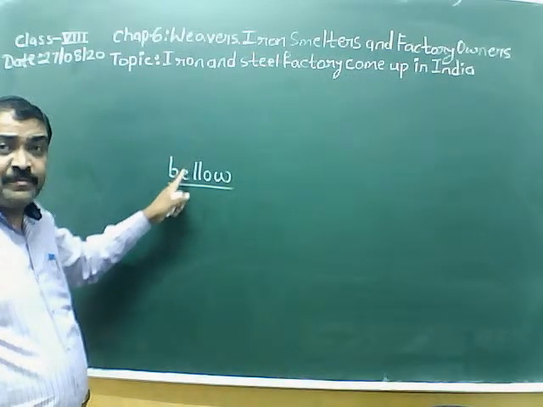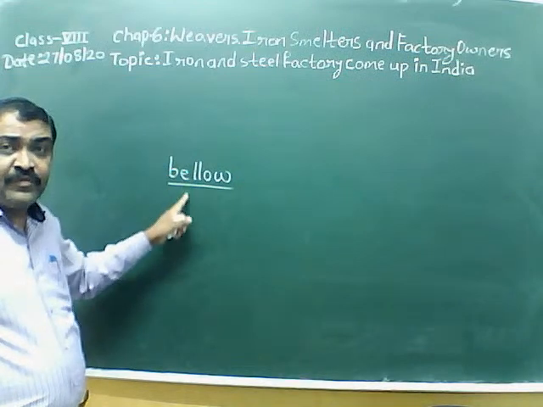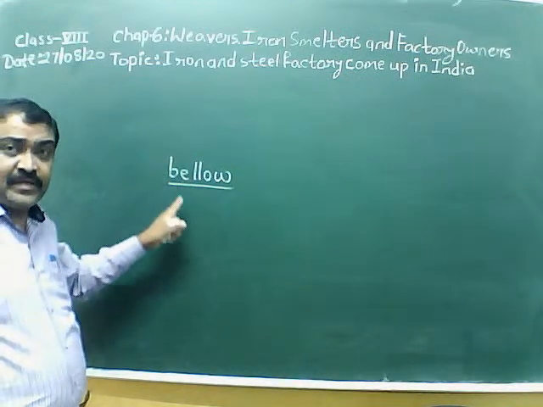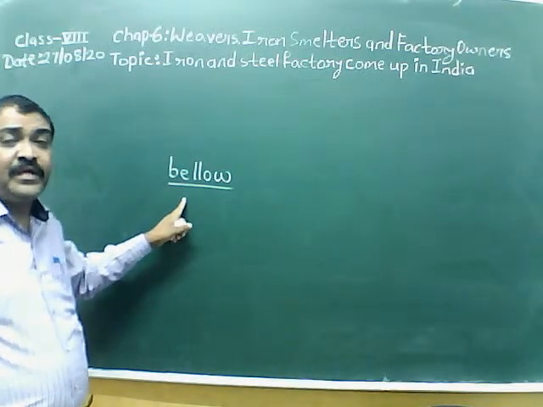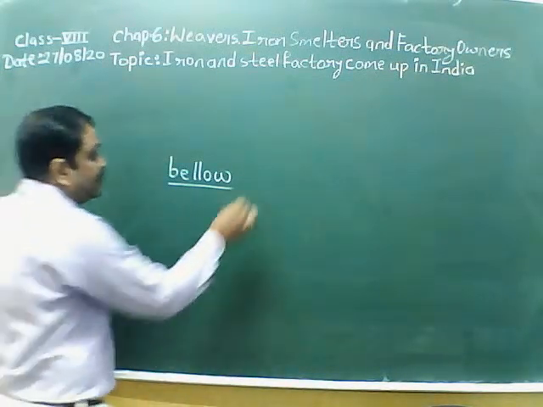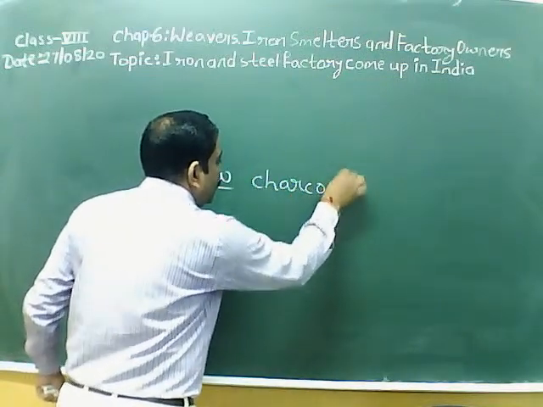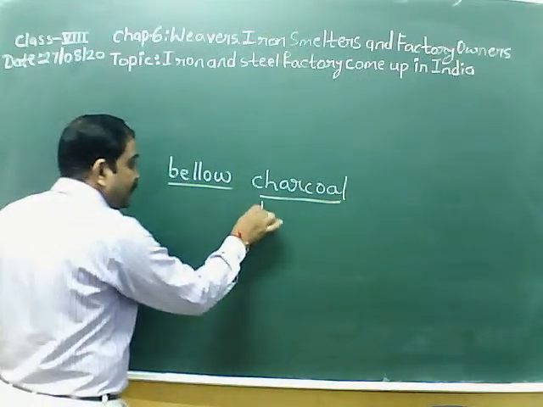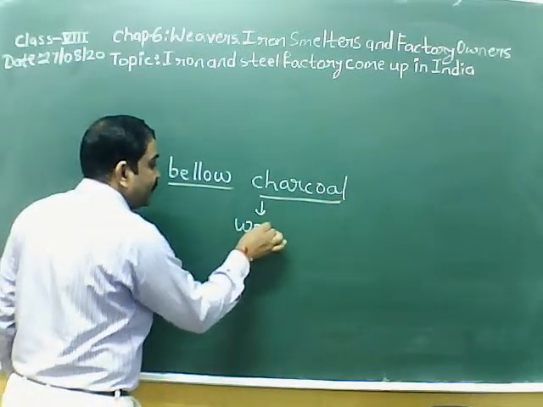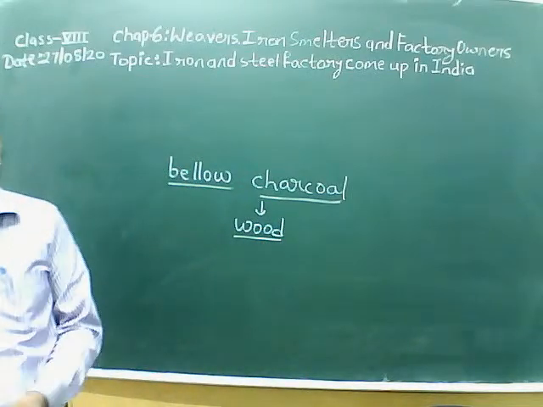And for which purpose is the bellows used? The bellows is used for pumping air onto the fuel. Which fuel were they using? They were using charcoal. And the charcoal is obtained from wood.